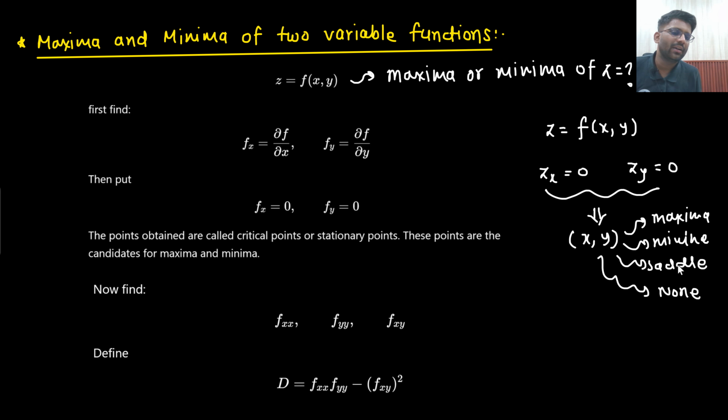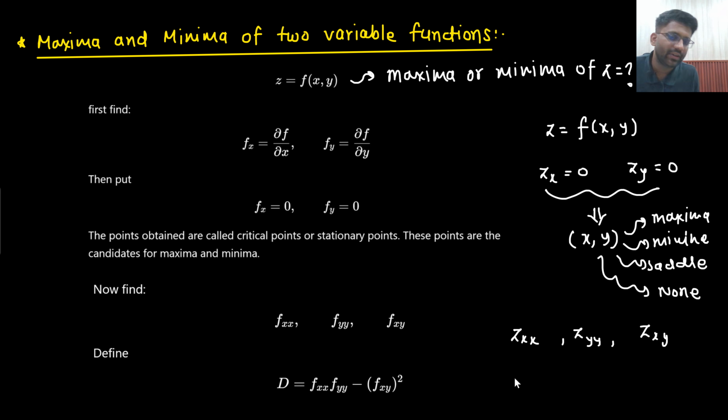Either maxima, minima, or saddle point, or none. Anything is possible, right? So you have to find fx, fy, or you can say zx, zy, and put that equal to 0. After that, you will find zxx, zxy, zyy, and zxy.